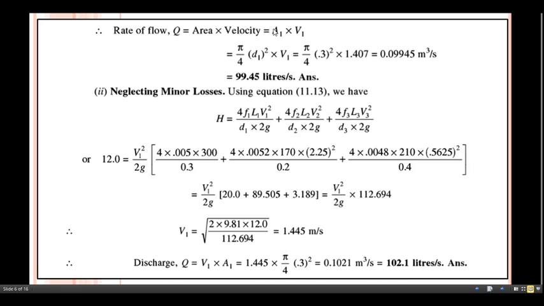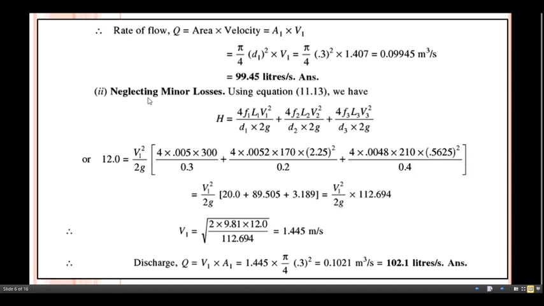Q is nothing but area multiplied by velocity, that is a1 multiplied by v1. a1 is nothing but pi by 4 into d1 square, multiplied by v1. We have already done the calculation for v1, so just substitute here. We know the diameter d1 is 0.3. If you do the calculations, you get the discharge equals 0.09945 meter cube per second. In terms of liters, we can get it by multiplying by 10 raised to plus 3, so we get 99.45 liters per second.